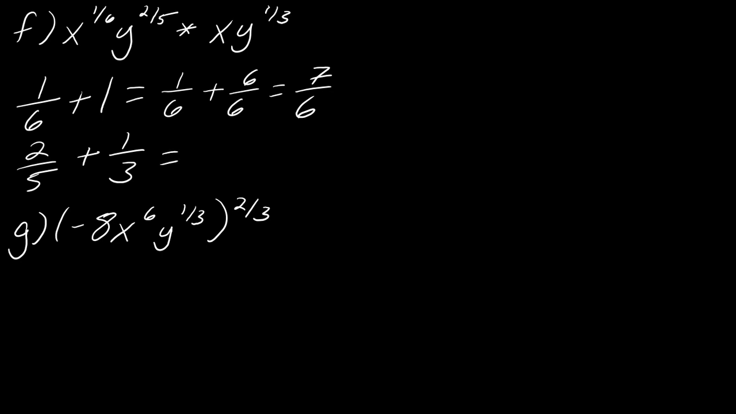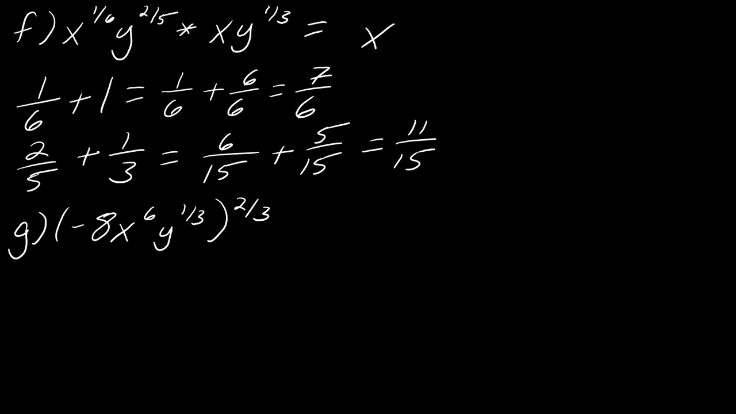Okay, so 2/5 plus 1/3. The common denominator here will be 15. So I need to multiply this fraction by 3 over 3. So this will become 6 over 15. And then I'll multiply this second fraction by 5 over 5. So this will become 5 over 15. So this equals 11 over 15. So these are the two exponents that I need to finish this. Ultimately, this is going to equal x to the 7/6 and y to the 11/15.